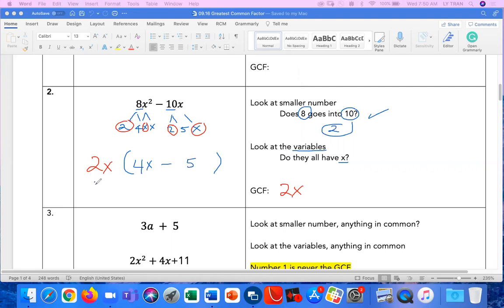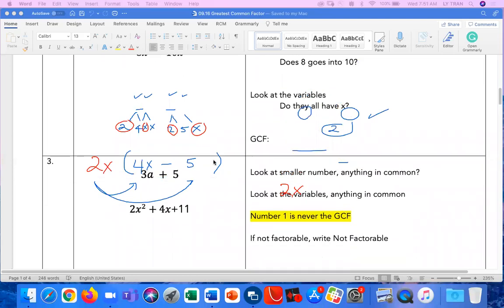To check our work, we can always distribute back. 2 times 4 gives you 8. x times x is x squared. 2 times negative 5 gives you negative 10. And then we got negative 10x. So perfectly just like that. So this factoring method is greatest common factor.